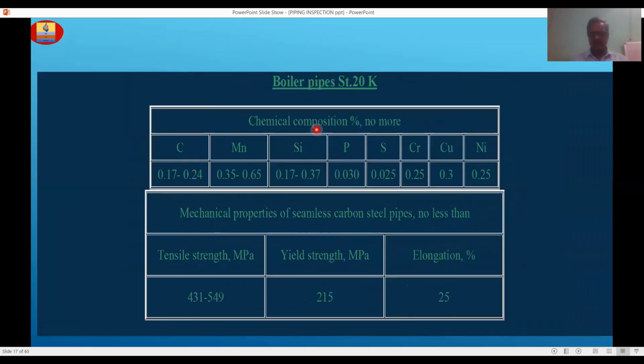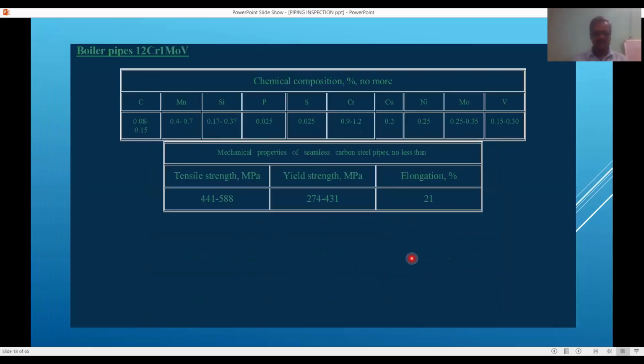Okay, boiler pipe, ST20K. These are the chemical compositions and properties. Boiler piping, 12 chrome 1 moly. These are the chemical compositions and strengths.